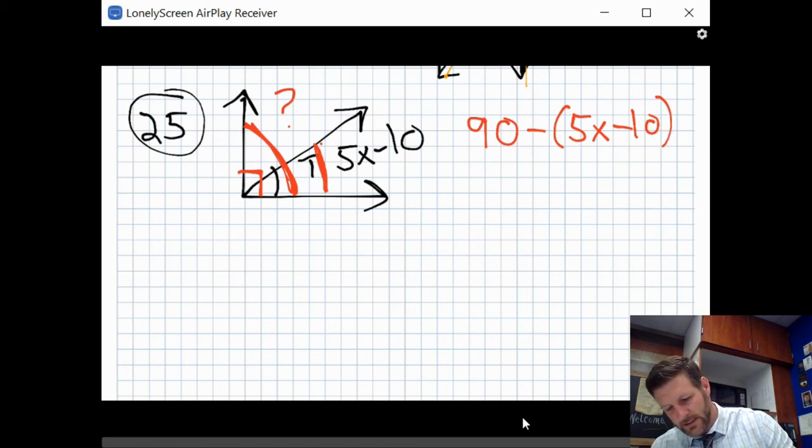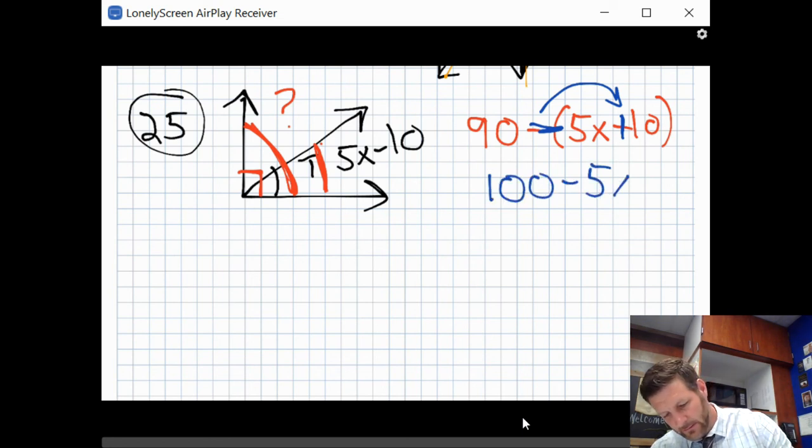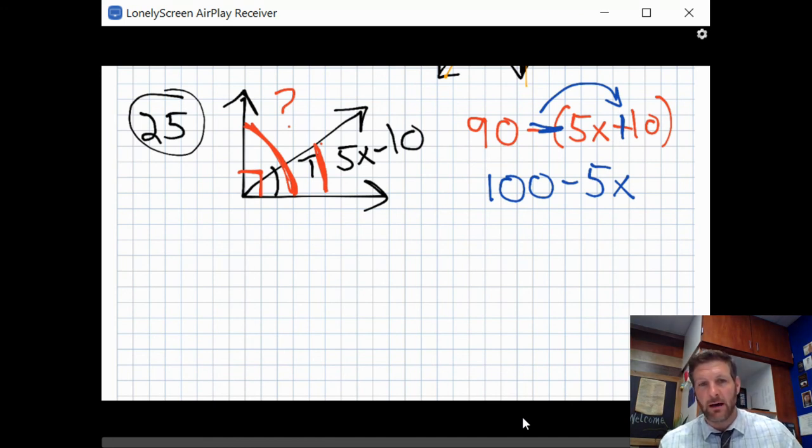Okay, so 5x minus 10. And again, notice the parentheses. When you're subtracting an expression, you have to put the expression in parentheses because that's going to change the signs. Subtracting 5x, but then I'm also subtracting the negative 10, so it's actually like I'm adding 10. So in order to fully get this right and simplify it, I have to go, okay, 90 plus 10 is 100 minus 5x. And so this top angle, the one I put the question mark on, would be 100 minus 5x.